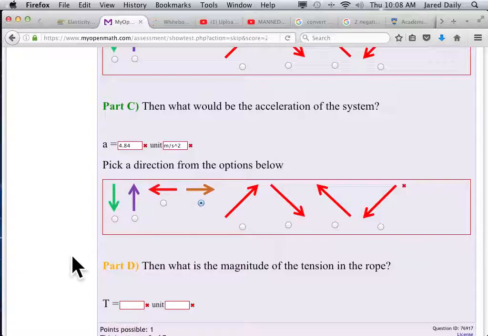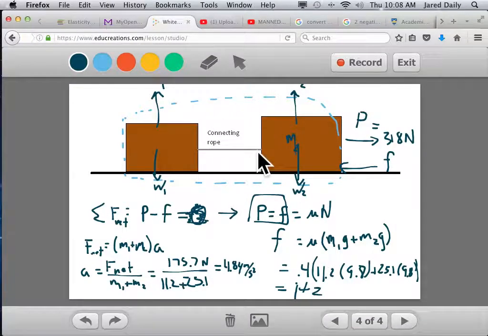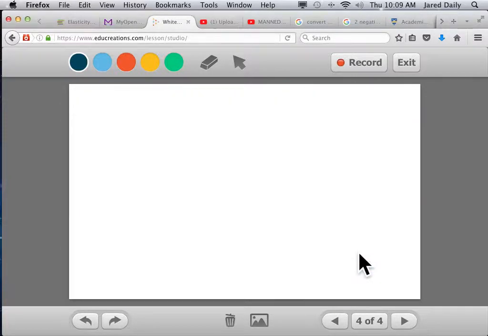And then the magnitude of the tension in the rope. Now this is where most people get stuck. How do we calculate the magnitude of the tension in the rope? To do the tension, you have to define your system of interest differently. We have to look at a different system now. Here was our original system.